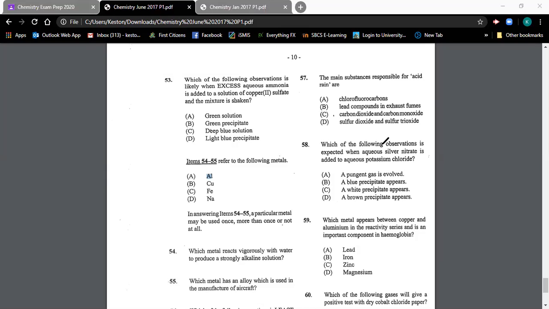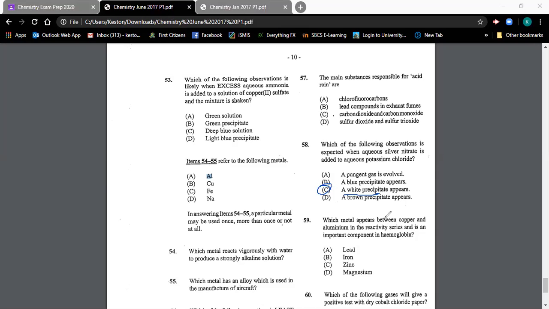58. Which of the following observations is expected when aqueous silver nitrate is added to aqueous potassium chloride? A pungent gas is evolved. A blue precipitate appears. A white precipitate appears. Silver nitrate, that's a test for anions. And you get a white precipitate. C, that's correct. This, I believe, was here last time too. We did this in the last paper.